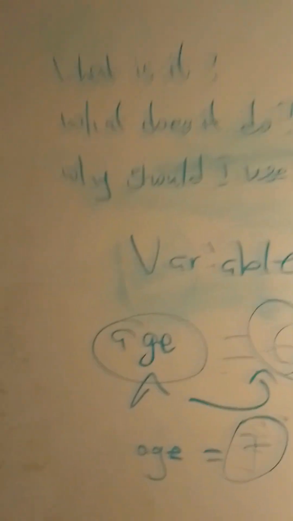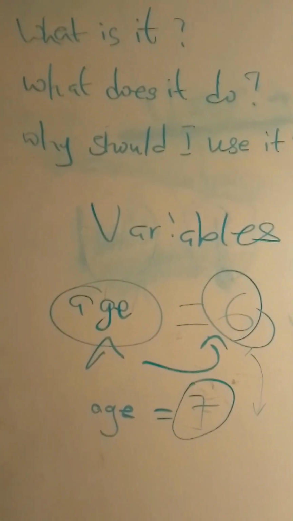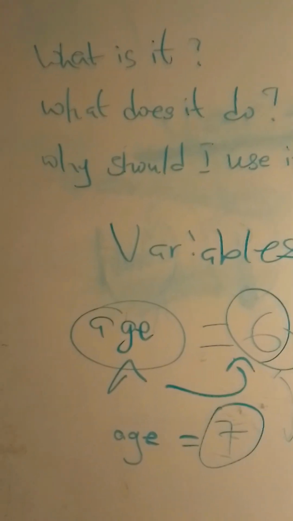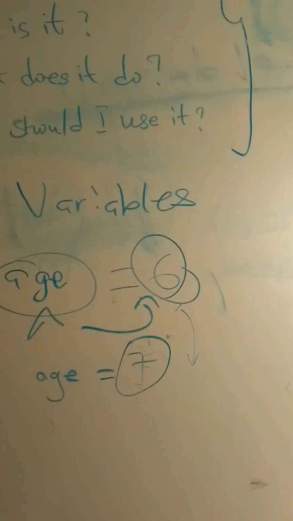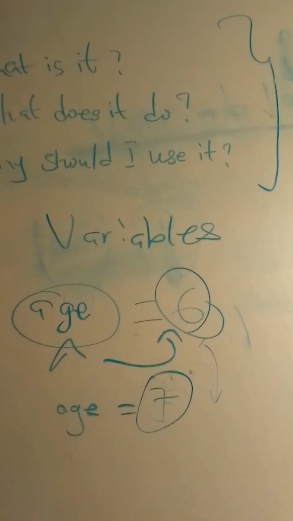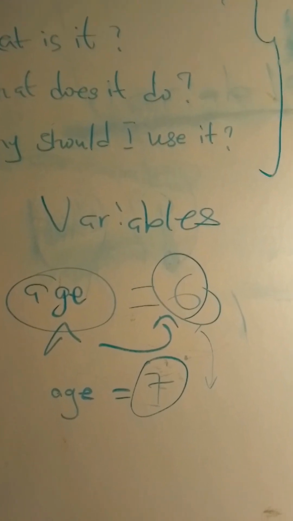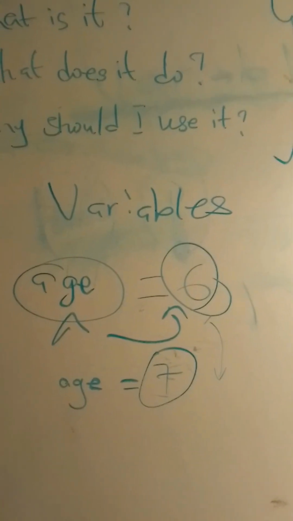And what does a variable do? I think I've answered that question. Variables are just like containers. They are used for storing data. So put that one in your mind, that one is very, very needful. Variables are like containers that are used for storing data. Yeah, they are containers. And why should I use variables?